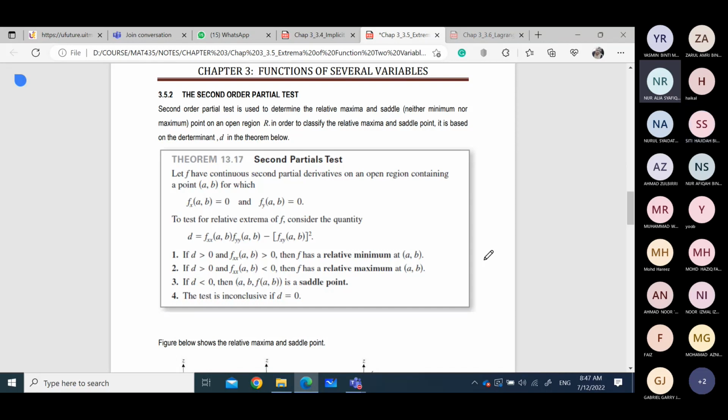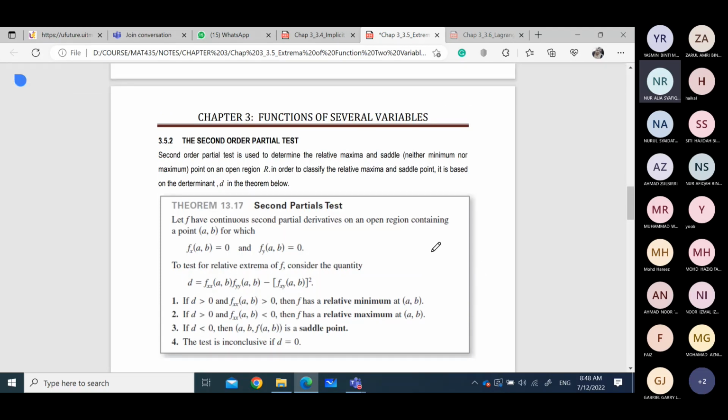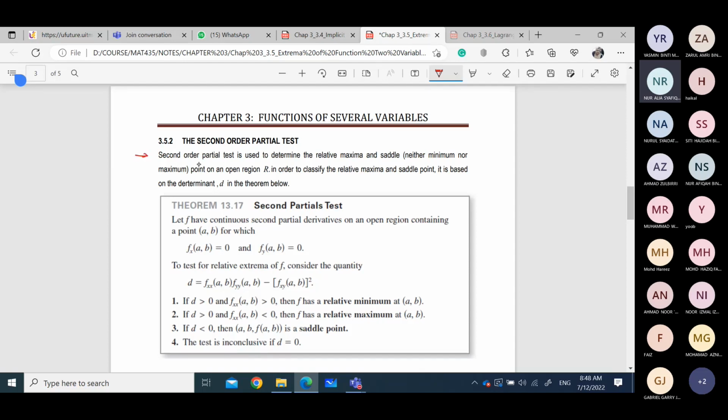Alright, so next, the second order partial test. As mentioned earlier, in order to find relative maximum and minimum, the second order partial derivatives will be applied. So in this part, we discuss the second order partial test. It is used to determine the relative extrema and saddle points. A saddle is neither a minimum nor a maximum. So where there is neither minimum nor maximum, we call it a saddle point.